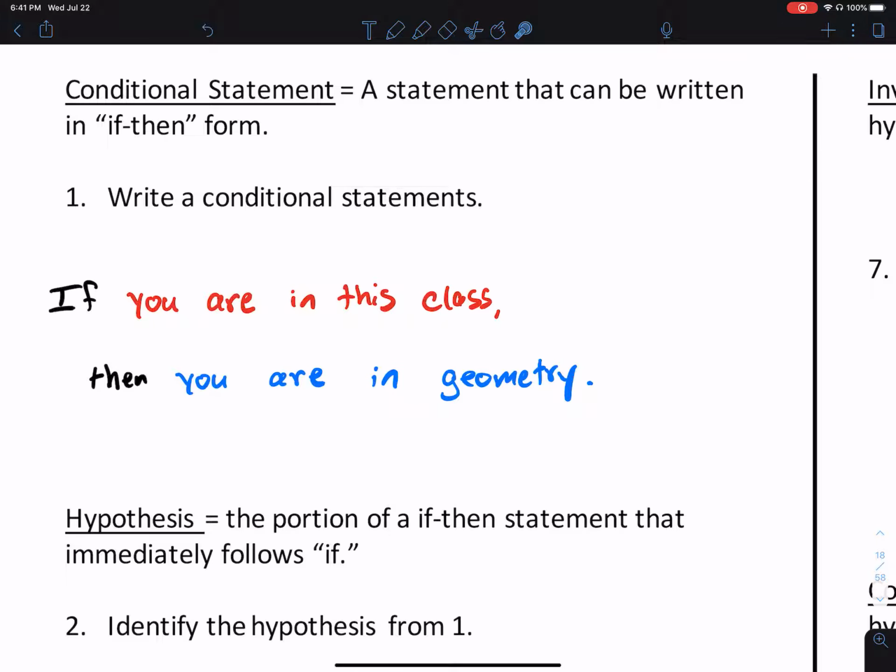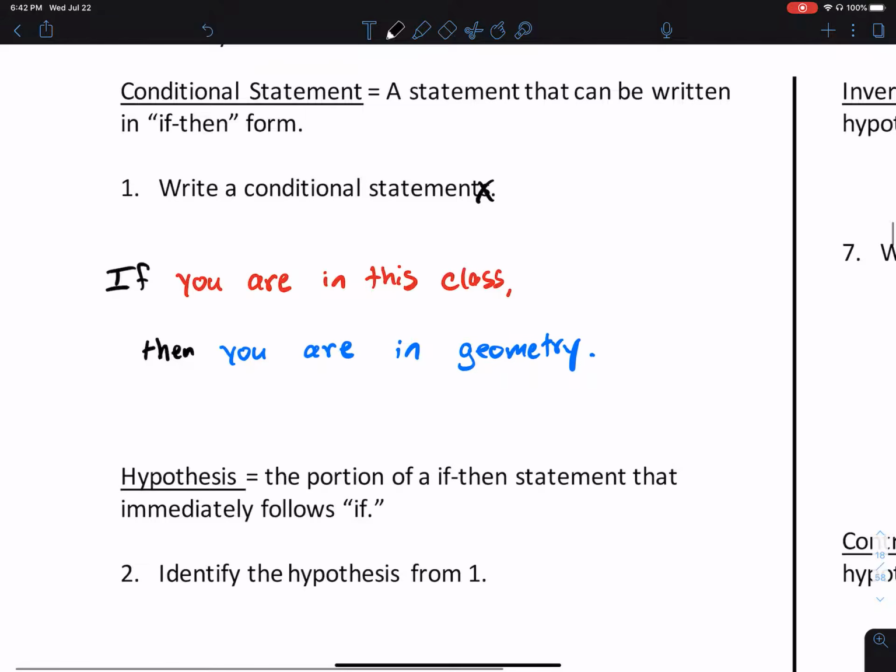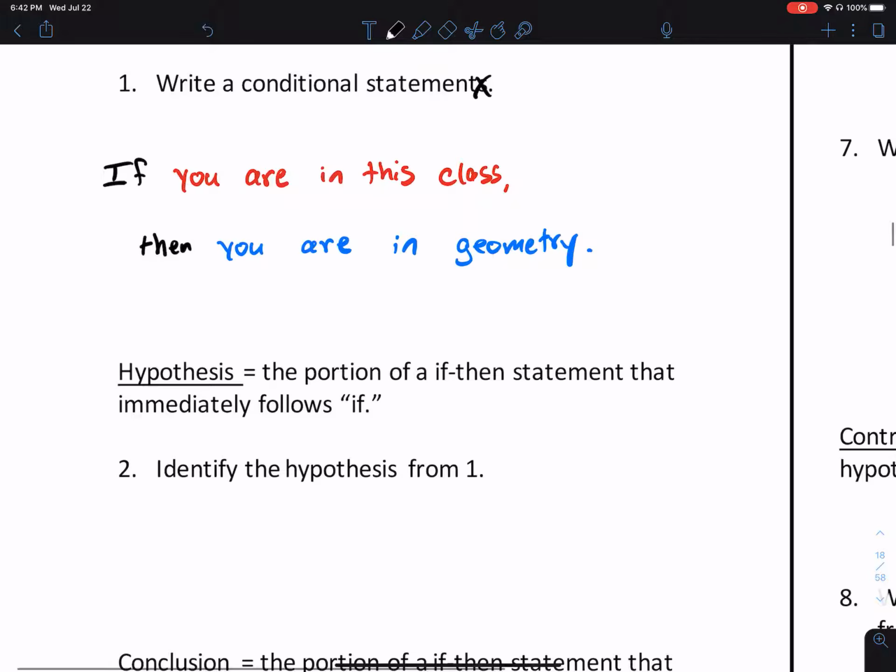1, write a conditional statement. Write a conditional statement. It's a typo here, my apologies. So what I wrote, if you are in this class, then you are in geometry. No one said your conditional statement has to be true, but in this case, if you're reading this and you're in this class, you are likely in geometry. That's a conditional statement.